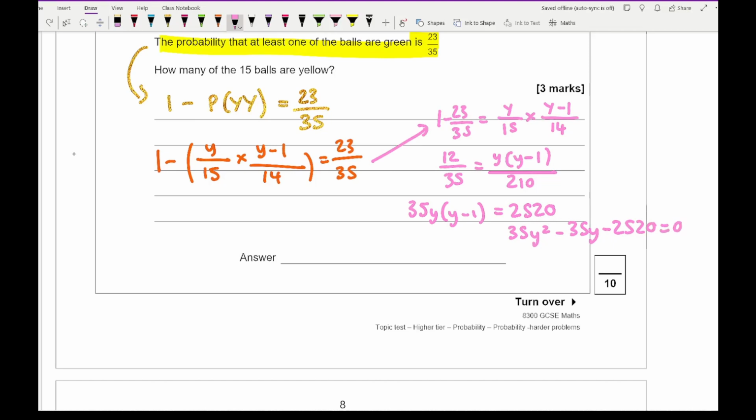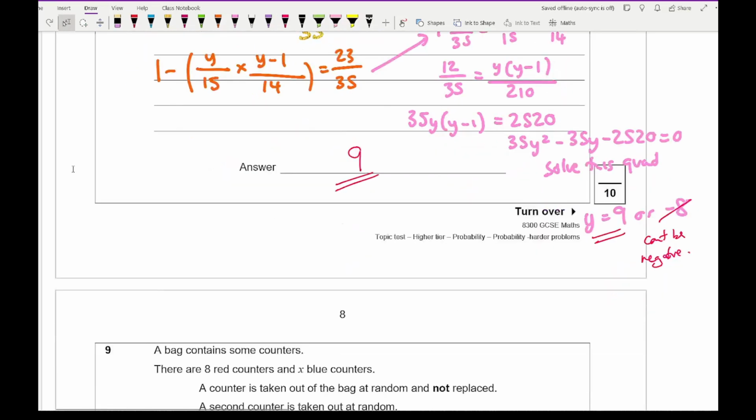Then if I solve this quadratic either by factorising or by using the quadratic formula, I end up with y equals 9 or minus 8. Now y can't equal a negative number, so the correct answer is that y must equal 9. Now that seems like a very long-winded way of getting the 3 marks, but I'm sure there is probably a quicker way of doing it, but I'm hoping that this method makes a little bit more sense to you.